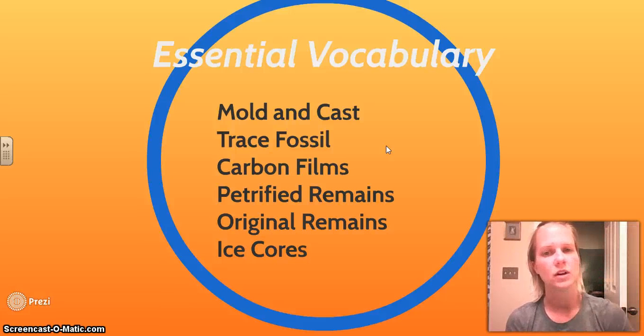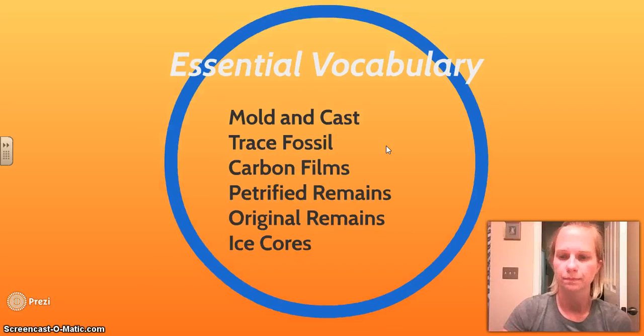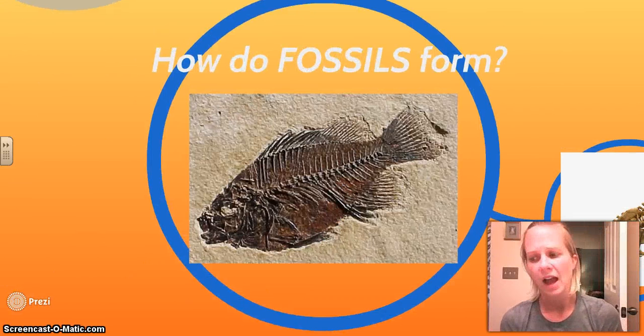So we've got these various types of fossils. We've got molds and casts, we've got trace fossils, we've got carbon films, we have the original remains, we've got petrified remains, and then we get some evidence from things like an ice core. So let's start off with how a fossil forms.